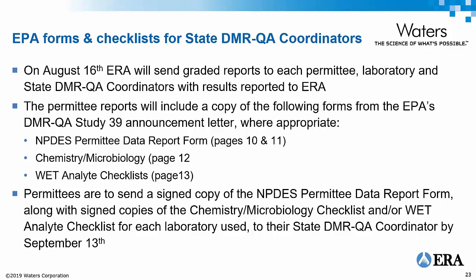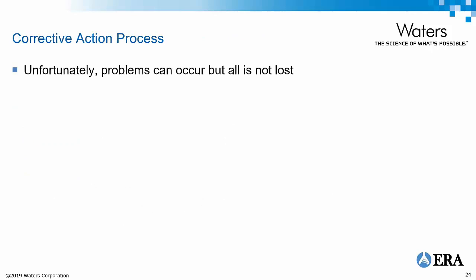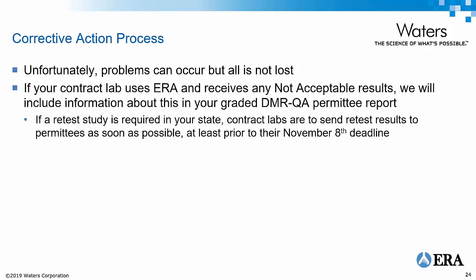Now, if you have an unacceptable, we hope this doesn't happen, but unfortunately, problems can occur and all is not lost. There is a process and there is actually plenty of time to complete a corrective action. If your contract lab uses ERA and receives a not acceptable result, we will include information about what is required in your graded DMR-QA permittee report. If a retest study is required in your state, contract labs are to send retest results to permittees as soon as possible, well before the permittee's actual November 8th deadline, to give them time to put their paperwork together.